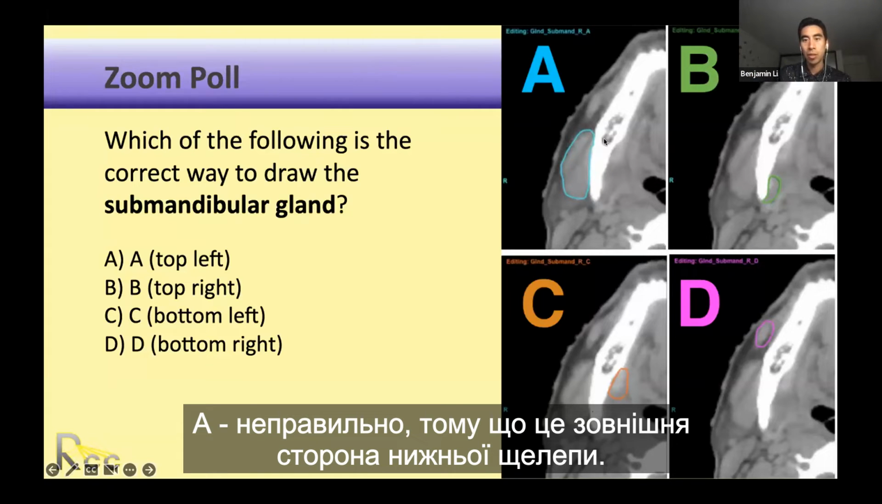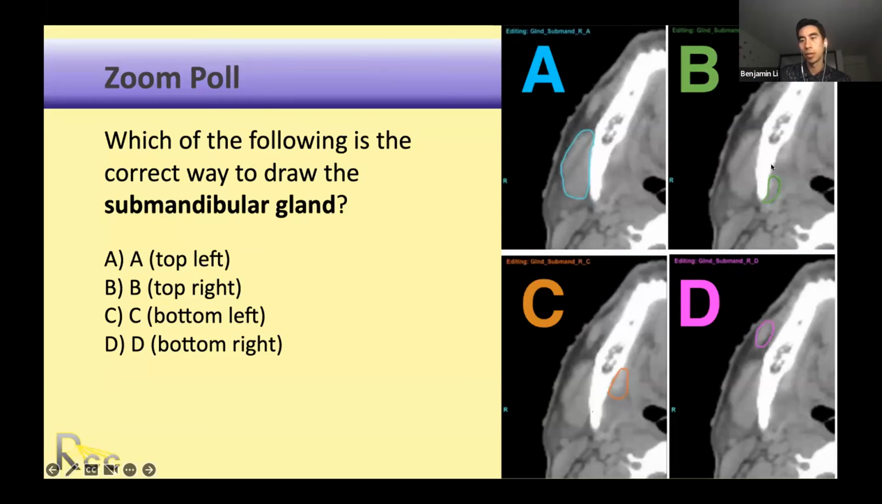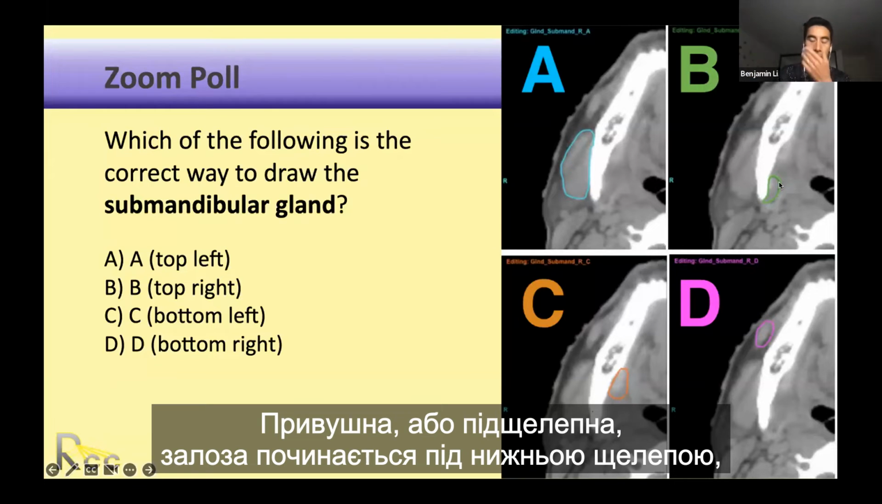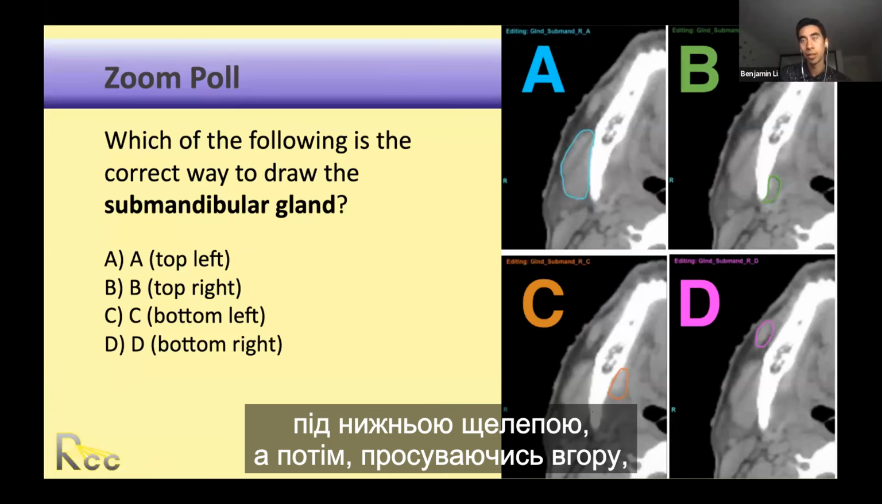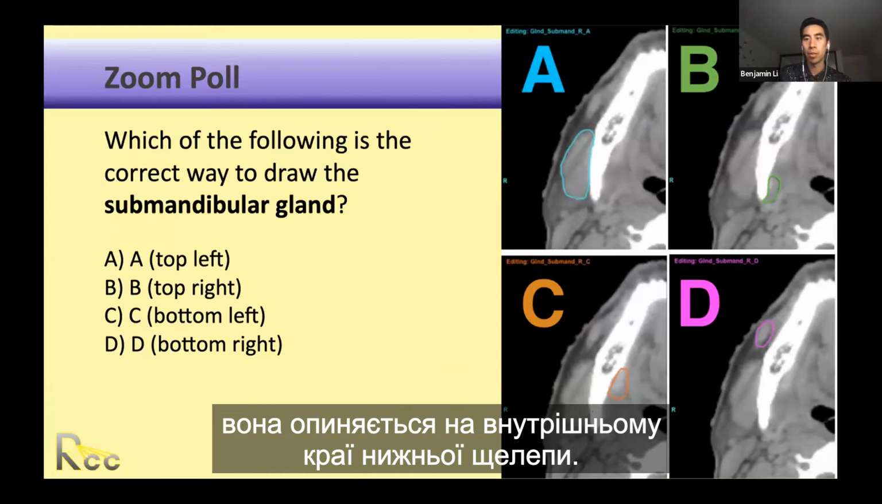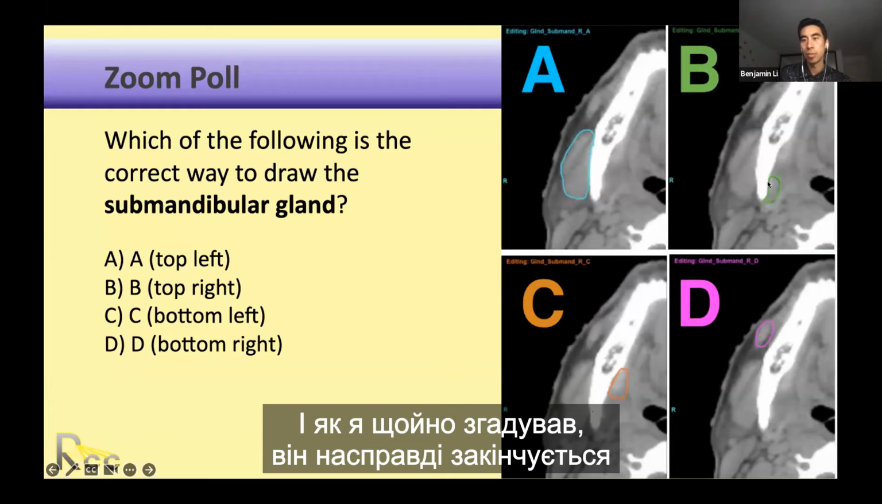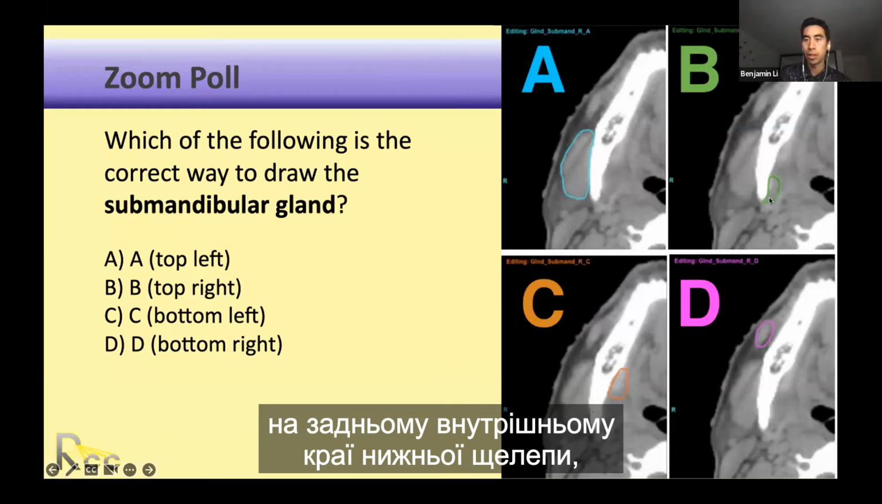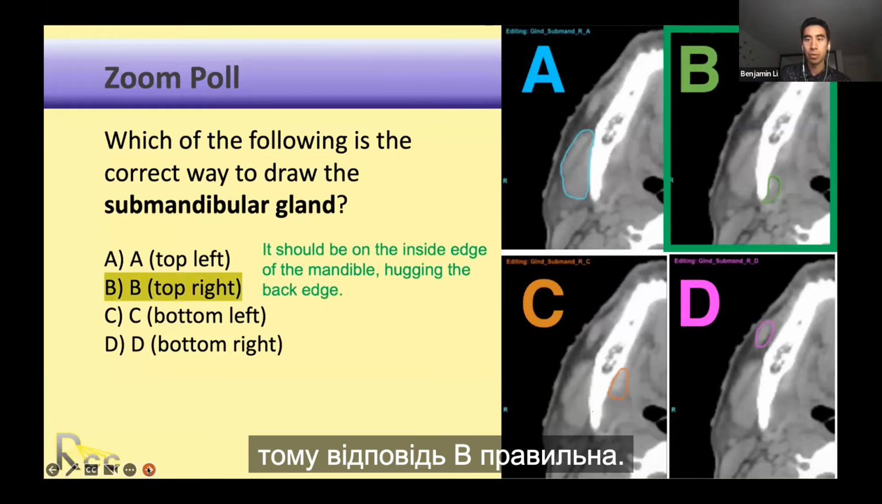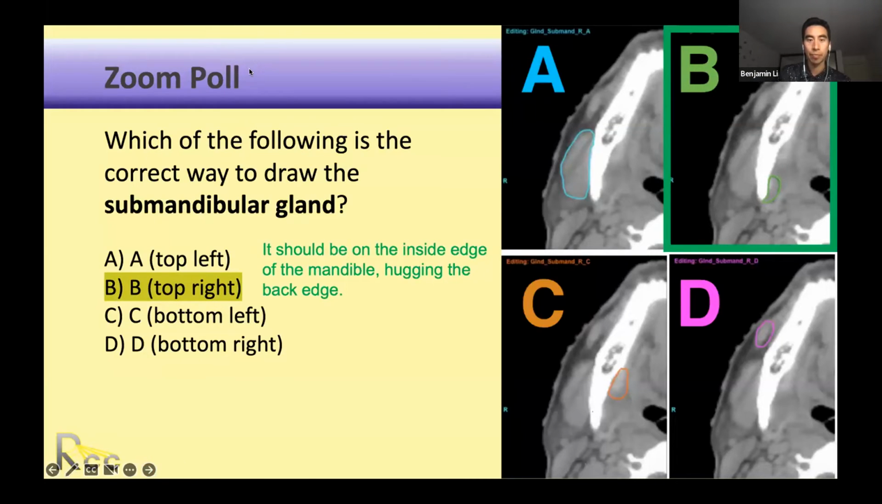A is incorrect because it's the outside of the mandible. The submandibular gland starts below the mandible, and then as it works its way up, it's going to be on the inside edge of the mandible. So it's going to be B or C. And as I just mentioned, it actually ends at the posterior inside edge of the mandible. So B is correct.